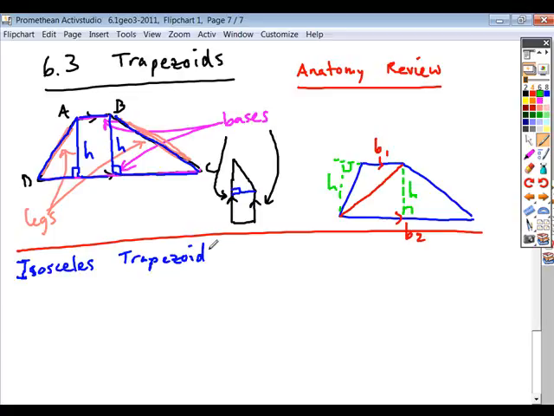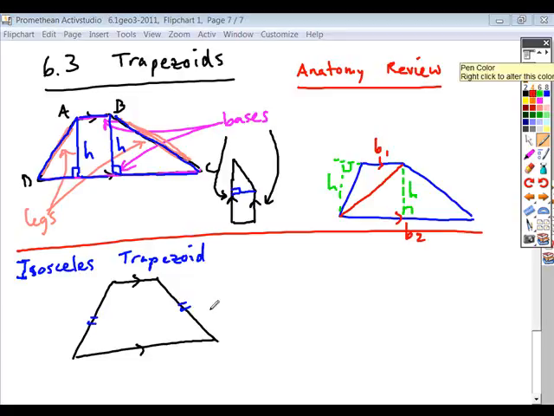So when you're looking at a specific trapezoid with equal sides, that's referred to as an isosceles trapezoid. Okay, so if your bases are parallel and your legs are equal in length, it's considered an isosceles trapezoid. And there's several relationships that exist specifically in this type of trapezoid.